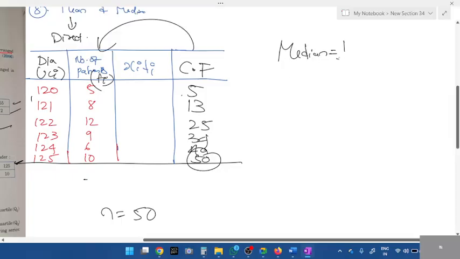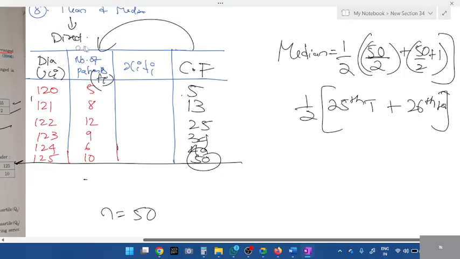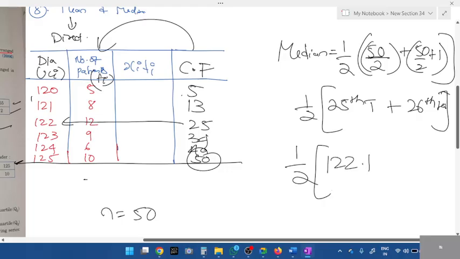What's the formula? Half into 50 plus 50 divided by 2 plus 50 divided by 2 plus 1. What is 50 divided by 2, students? 25th term plus 26th term. Is this clear? All of you understood? Median. Respond. What is 25th term? 25th value is 122 plus. What is 26, students? Is 26 given? So you have to take the 34th value. What's the answer?